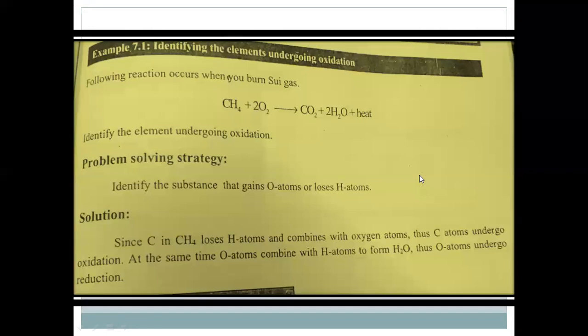We have an example 7.1. Identify the elements undergoing oxidation. The following reaction occurs when you burn sweet gas, methane. Methane is present in natural gas. It is also called sweet gas because it is present in Pakistan at Sui, which is a city or an area of Balochistan. So methane, or sweet gas, or natural gas, is present in sweet gas abundantly.